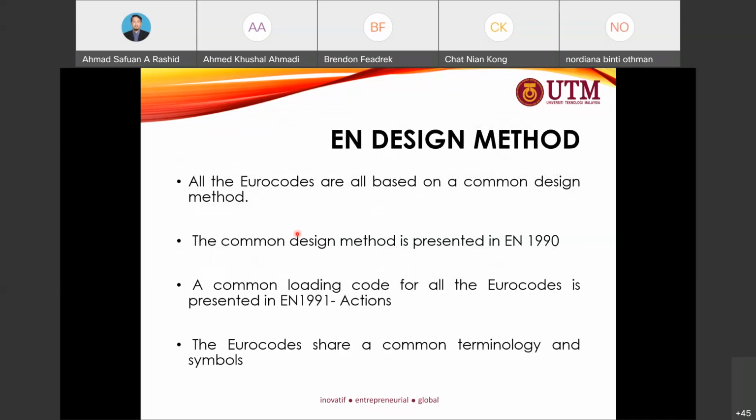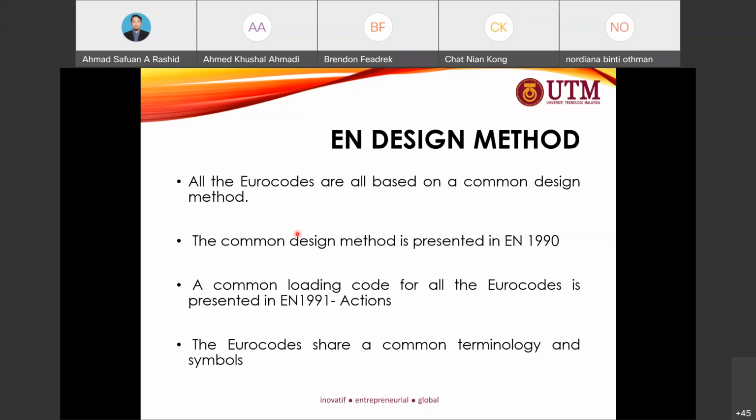So Eurocode design methods: all the Eurocodes are based on common design methods. The common design method is presented in Eurocode EN 1990. A common loading code for all Eurocodes is presented in Eurocode EN 1991, which is under the actions. The Eurocodes share a common terminology and symbols. So there are no major changes in the Eurocodes. We still rely on the common theory.